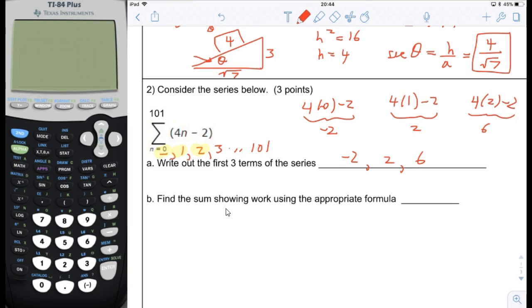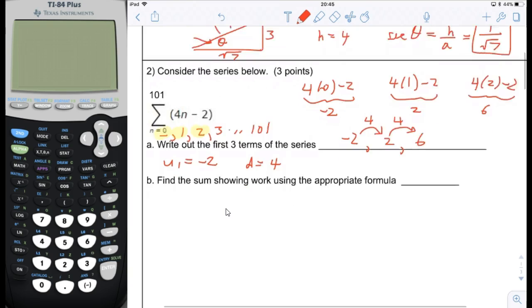Since the first term is negative 2, we could say that u1 equals negative 2. Since the second term is 2, and the third term is 6, we can see that this is an arithmetic sequence, right? Because each one of the terms is the same amount separated from the last one. So the step size between each pair of terms is the same number, 4. So that's the definition of an arithmetic sequence. So our d value, the common difference, is actually 4.